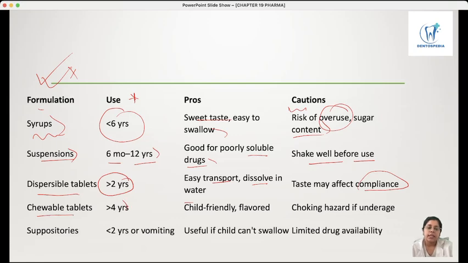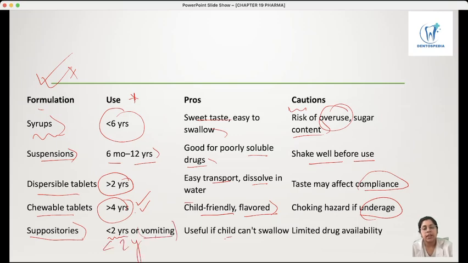Chewable tablets, the child should be slightly older, more than 4 years, child friendly, flavored, with choking hazards if underaged, and also if not chewed in the proper manner. And suppositories, for less than 2 years, or in a vomiting case, useful if a child cannot swallow, limited drug availability.